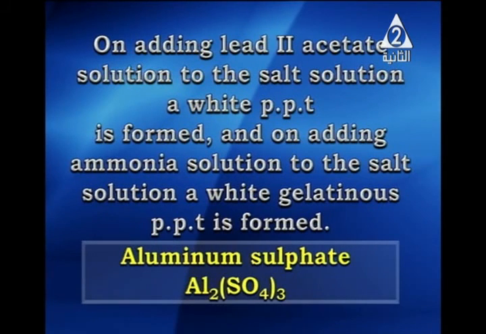Here we find that the basic radical is aluminum, as the ammonia solution gives white gelatinous precipitate with it. And the acidic radical, which is a negative ion, will be sulfate, as its test with lead 2 acetate gives white precipitate. So the salt formed here is aluminum sulfate and has molecular formula Al2(SO4)3.